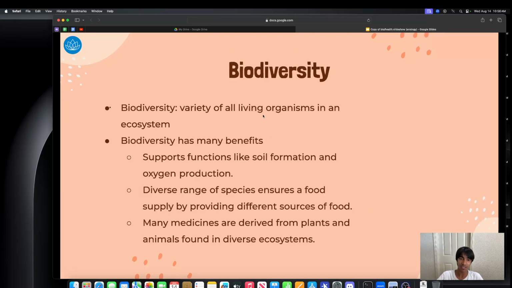So this is biodiversity, the variety of all living organisms in an ecosystem, and it has many benefits. It supports functions like soil formation and oxygen production. A diverse range of species ensures a food supply by providing different sources of food, and many medicines are derived from plants and animals found in diverse ecosystems. For example, the cure to a snake bite is the venom of a specific type of snake itself.